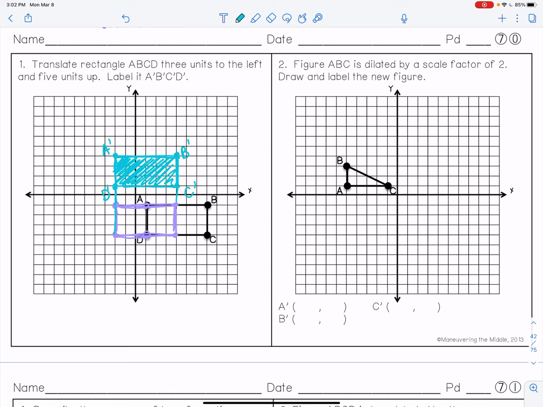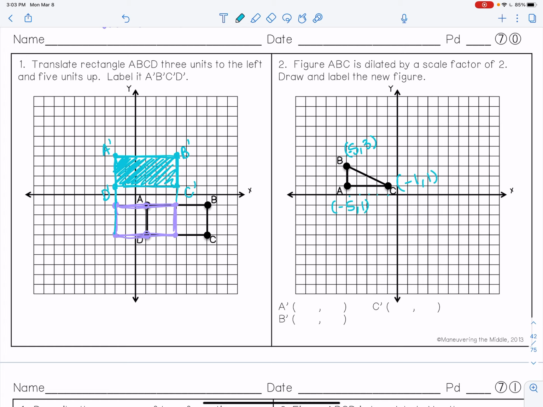All right, moving on to number 2, figure ABC is dilated by a scale factor of 2. Draw and label the new figure. So let's go ahead first and identify the coordinates of this original triangle. So point C is at -1, 1. Point B is at -5, 3. And then point A is at -5, 1.